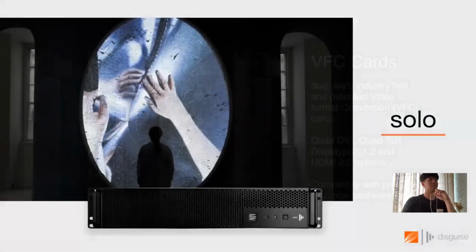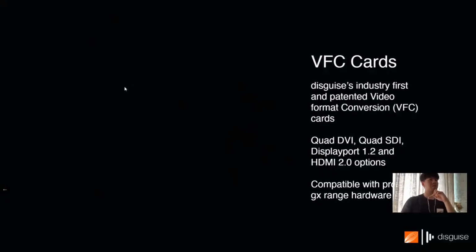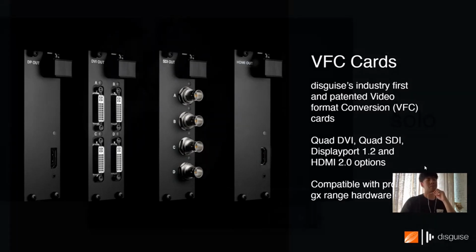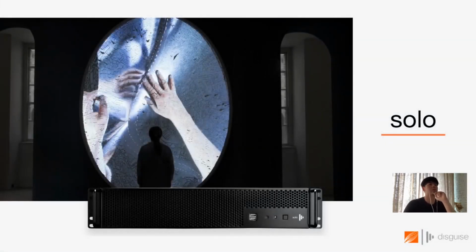Okay. Right. And with the VFC cards, there are four types of VFC card. Okay. So the DP, quad DVI, quad SDI, and HDMI 2.0. Okay, so you can actually use the cards for all of the machines in this range. Right. Okay, solo. So this is the entry level machine which is called solo.